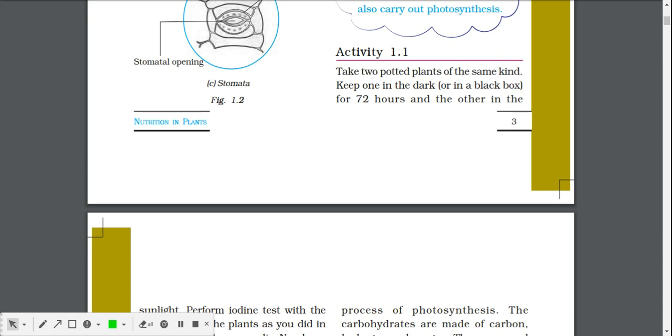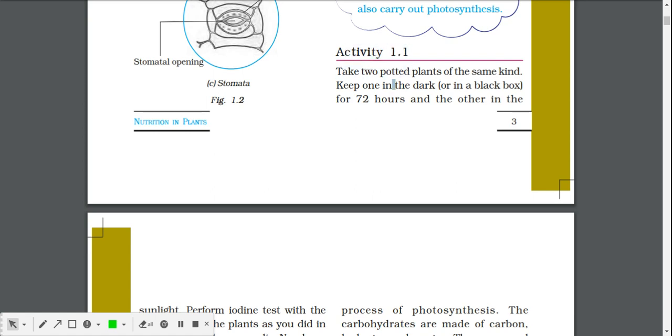So today we are going to discuss chapter number one, Science of Class 7th. Right? We have just made one single lecture. This is lecture number two, basically. So in this lecture, we are going to start with our activity 1.1.